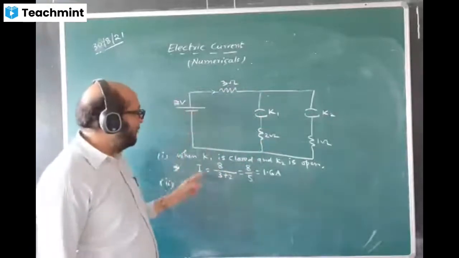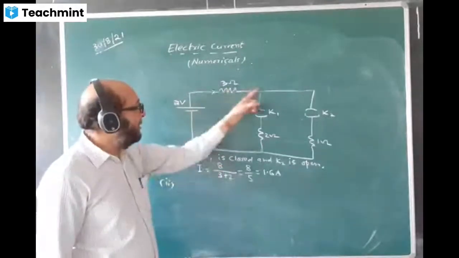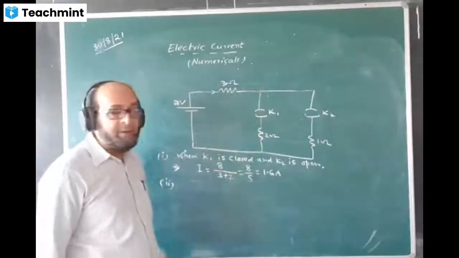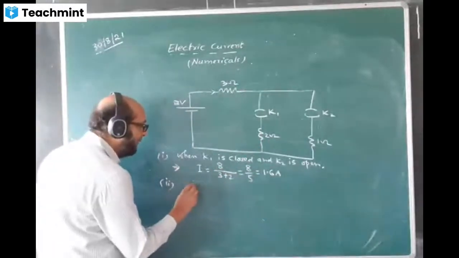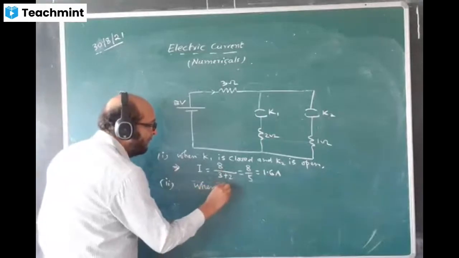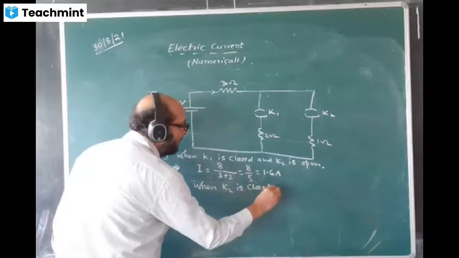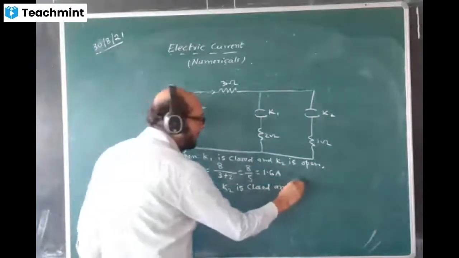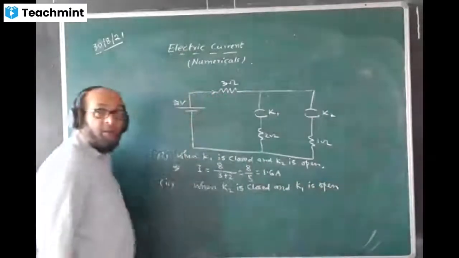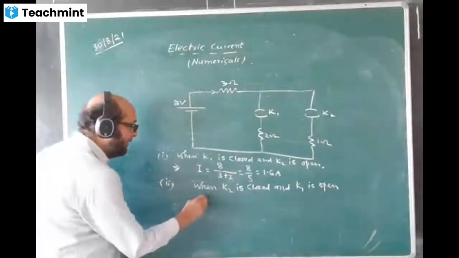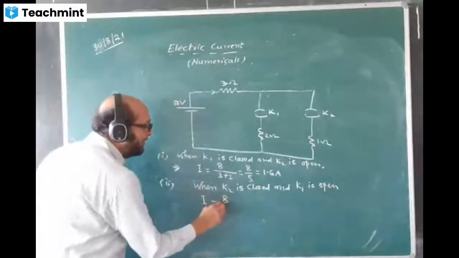That means I equal to V by R, the formula we got. V is 8. Resistance is how much? 3 plus 2, in series. Now the second case: when K2 is closed and K1 is open. Can you do this one yourself? I write I, current is equal to how much? The value of V is 8 only. But what is the resistance?